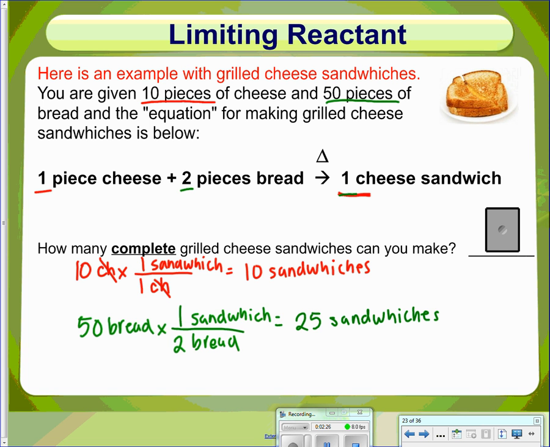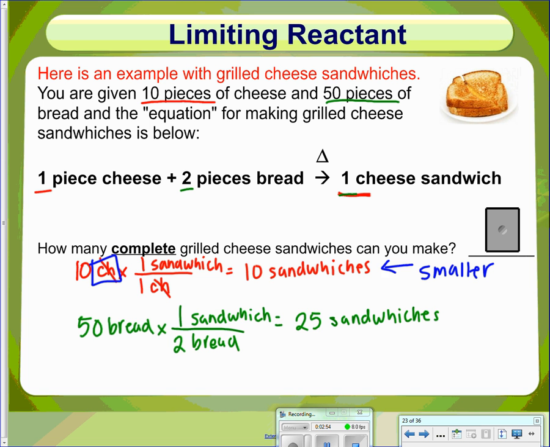This is how we discover the limiting reactant. I'm going to compare both of my reactants and see how much product they can make. The one that makes the least amount of product is my limiting reactant. So because 10 sandwiches is smaller than 25 sandwiches, the limiting reactant is actually the cheese.